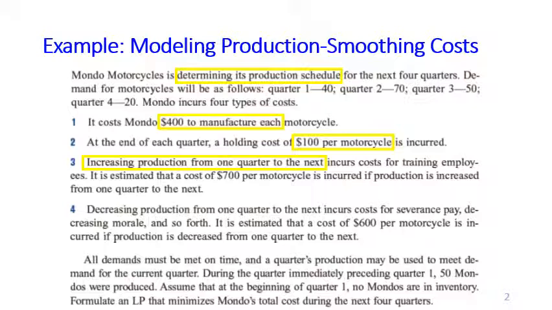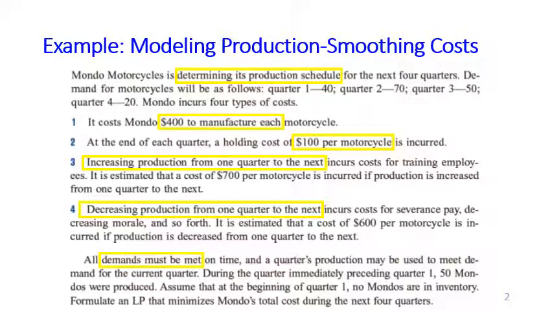If you produce less than the previous quarter, you also need to pay the cost. So that's the fourth one, because you need to lay off some workers. There is decreasing in morale in your workers and so on. So you need to pay $600 per motorcycle. So if you decrease as many as, let's say, 5 motorcycles from the previous quarter, you need to pay 5 times $600. Okay, so then you see it says all demands must be met on time.